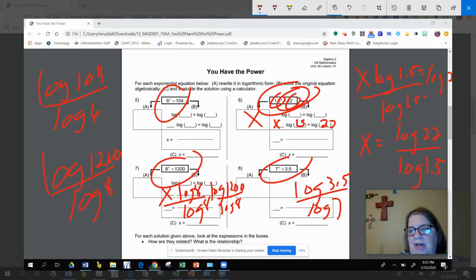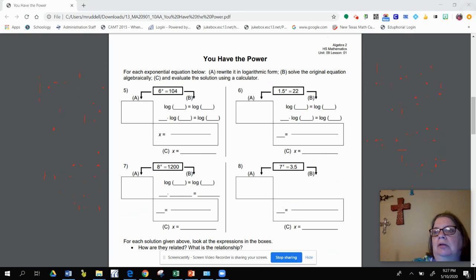If you have scientific on your phone, if you turn it sideways or horizontal, you should have a scientific calculator on your phone that you can use, or you can use Desmos. Either way. So this is called the change of base property. When you log both sides so that you can solve this equation, because we can't solve it as exponential. All right.